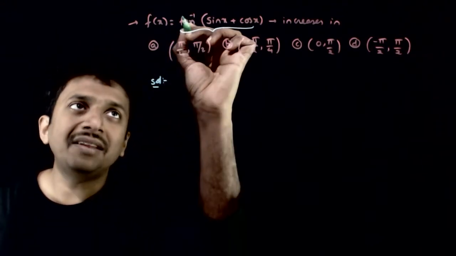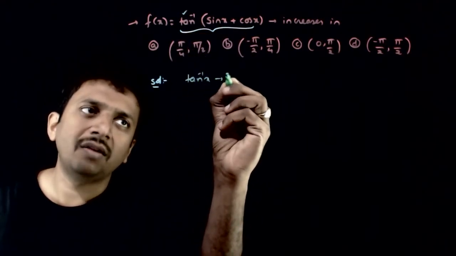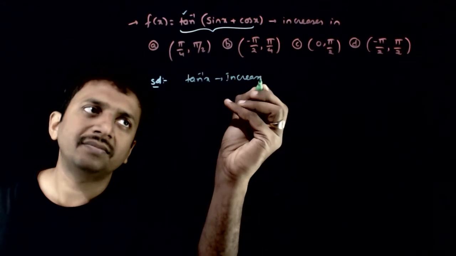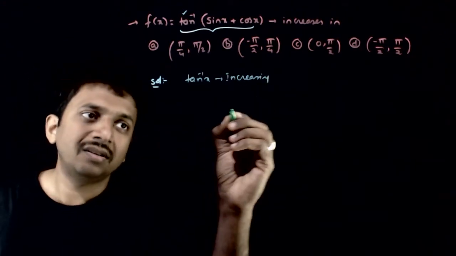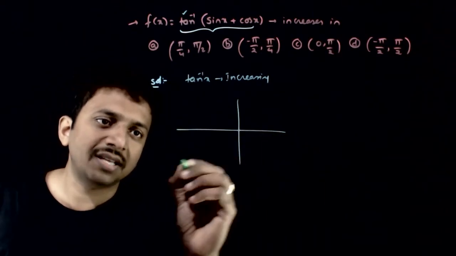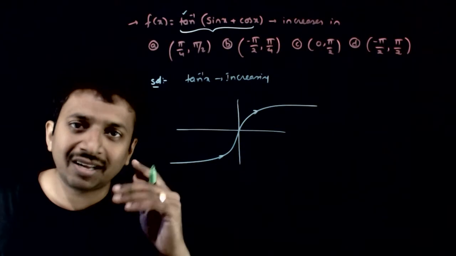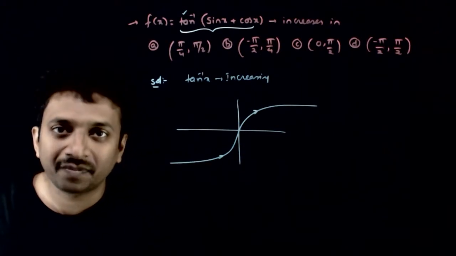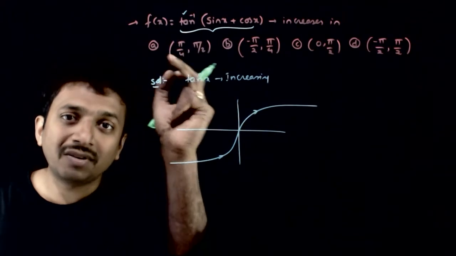And you know that tan inverse x function is always increasing. If you see the graph of tan inverse x, it is something like this. So this function is always increasing. So the outer function is always increasing.